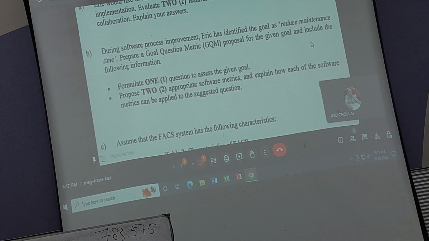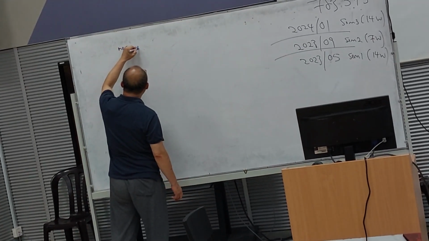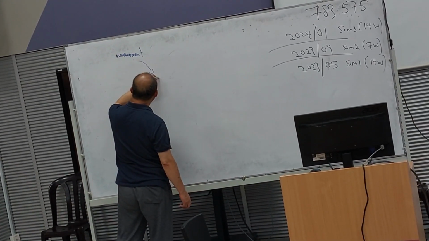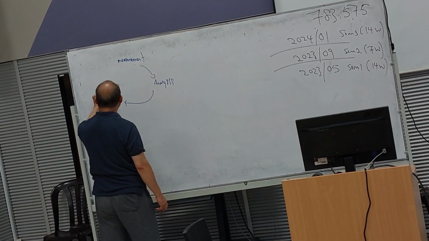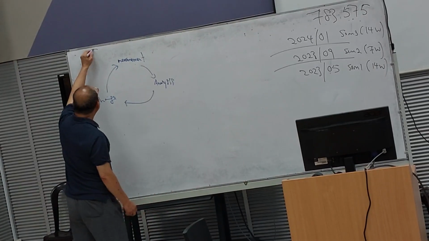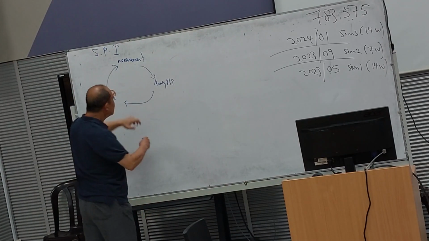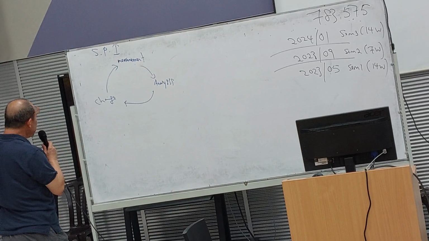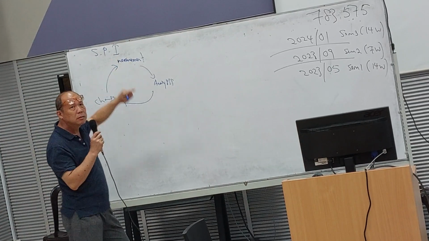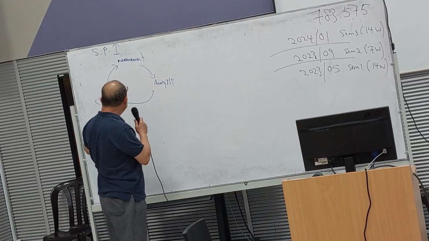You know which chapter to read? This is software process improvement, correct? So this is a cycle. So measurement, analysis, change.